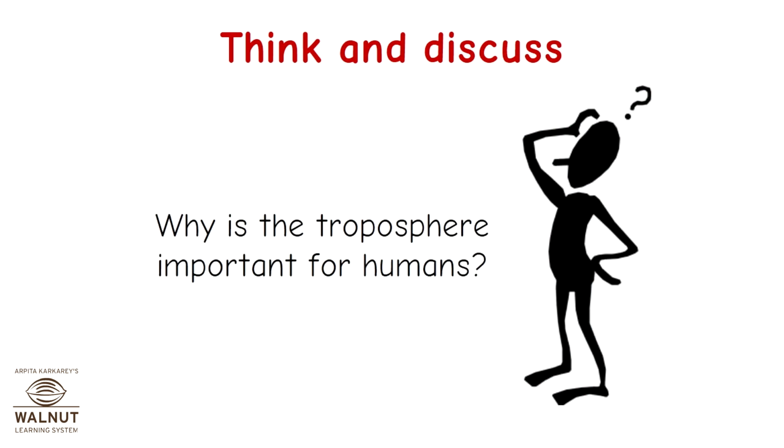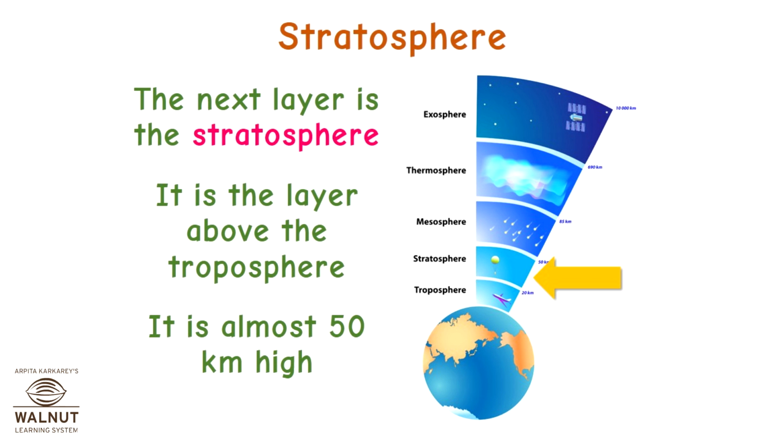Think and discuss. Why is the troposphere important for humans? Stratosphere. The next layer is the stratosphere. It is the layer above the troposphere. It is almost 50 kilometers high.